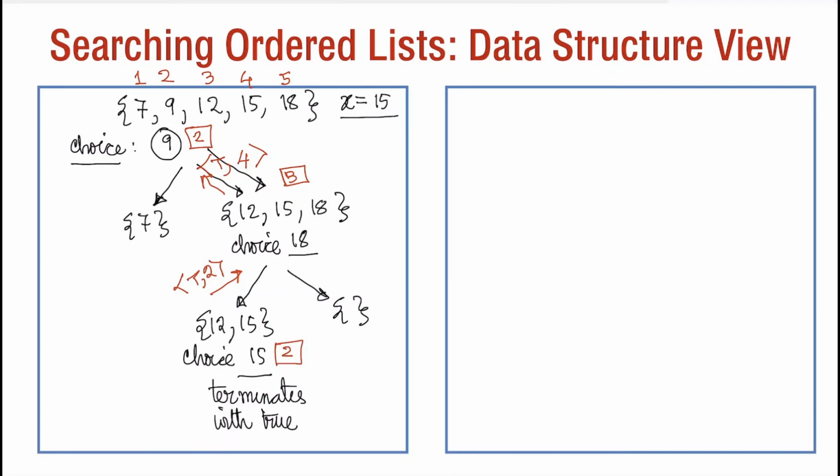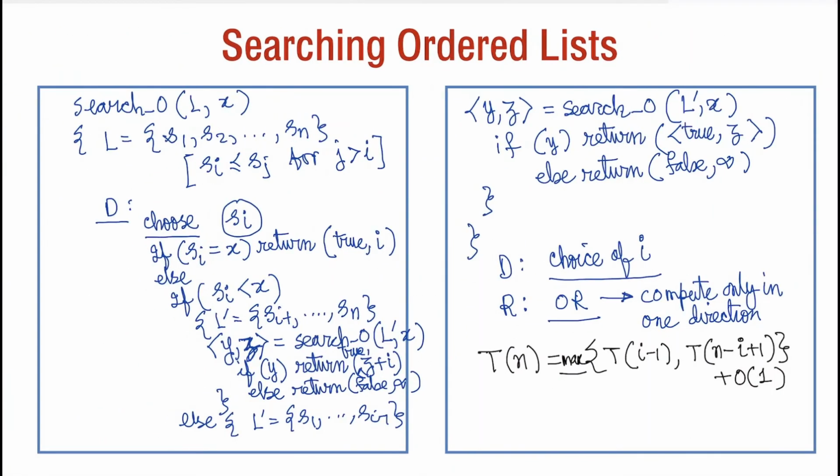Looking at this, if we go back and we see what is here, then our base condition will also have to be written here. If L is equal to null, return with false, infinity, which we had not written. We can come back and write the base condition here.